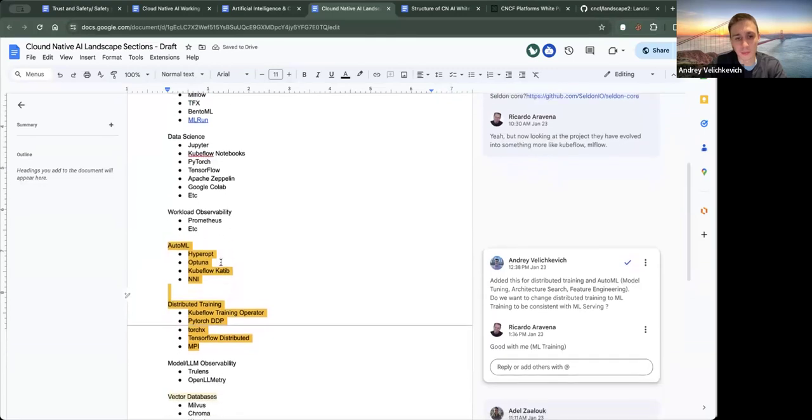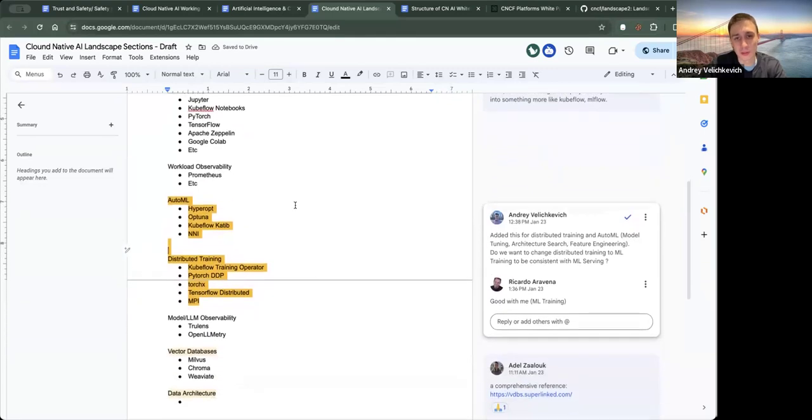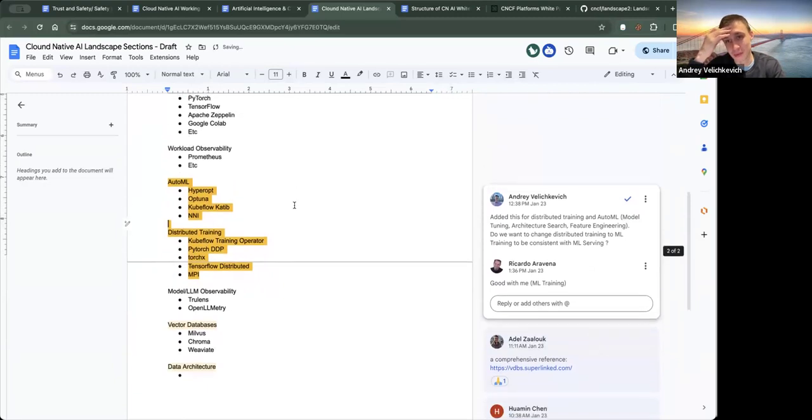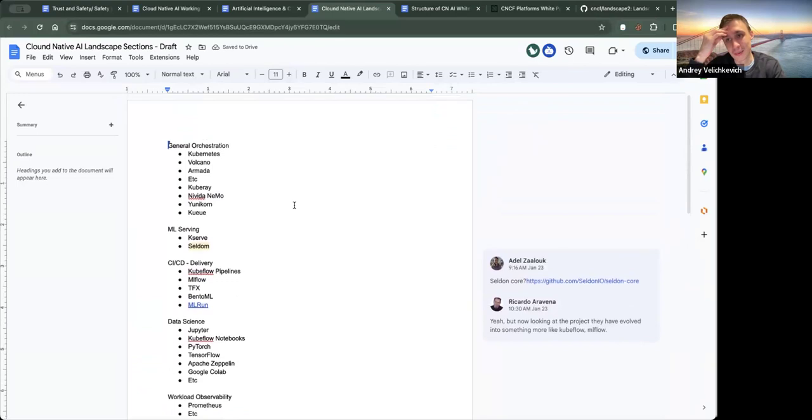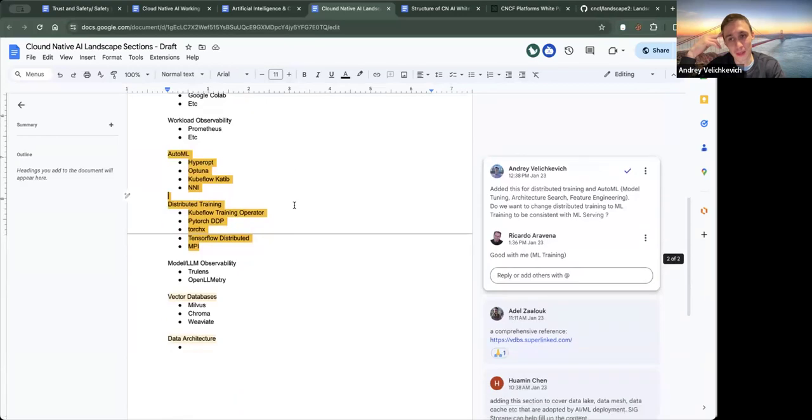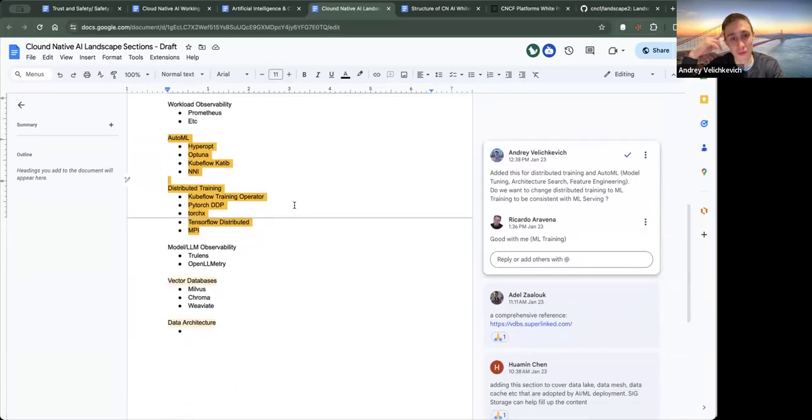So over time, maybe we should take a look at the LFAI landscape and learn something from this, because there will always be the problem that all of the CNCF stack can go into this cloud native AI landscape, and we don't want to just duplicate it, right? The question is, do we want to be specific to machine learning and how to identify each kind of subsection? It's probably the question we need to answer in the next couple of weeks.